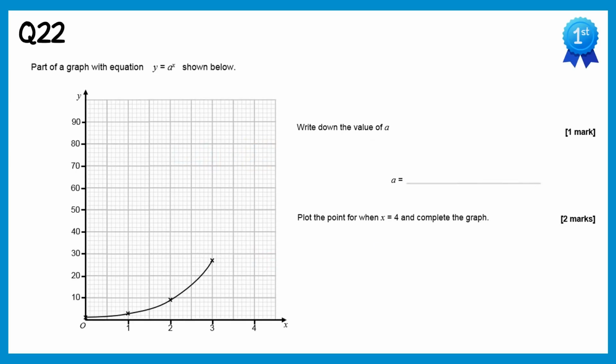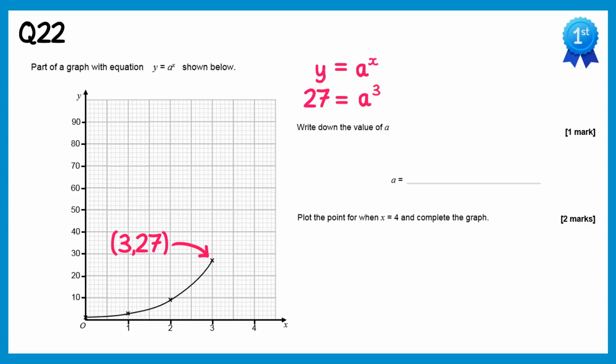Here we have a graph in the form y equals a to the x, and we're trying to find out a. If you look at this coordinate here, it has coordinates (3, 27). So when x is 3, y is 27. We can substitute those numbers into the equation. So y is 27 and x is 3. We now have an equation a to the power 3 equals 27.